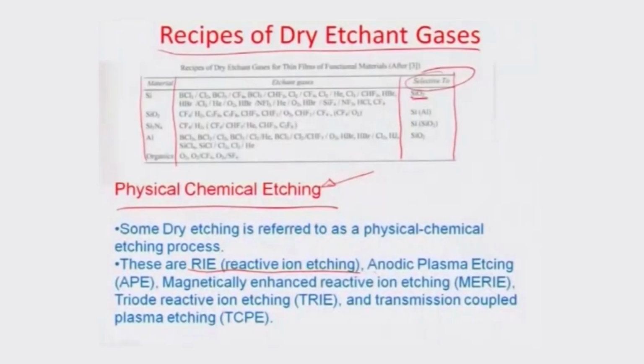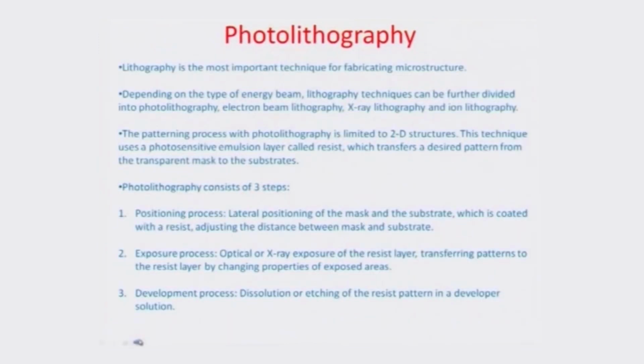There are some other examples of these physical chemical etching, for example, anodic plasma etching, magnetically enhanced reactive ion etching, and we will do these different forms of plasmas in great detail a little bit later. Then the triode reactive ion etching and then transmission coupled plasma etching. These are some of the processes which can be categorized as physical chemical etching processes.